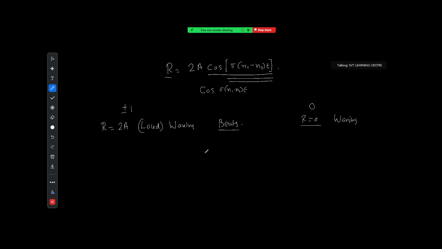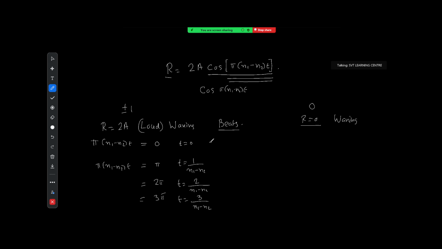Okay. Now let's see, after what time do you hear a loud sound? In order that your cos becomes plus or minus 1, the angle pi (n1 minus n2) t should either take the value 0, or the value pi, in which case it will become minus 1, or the value 2 pi, in which case it will become plus 1, or 3 pi. Now in this case, if you equate, t will be equal to 0. If I write pi (n1 minus n2) t equal to pi, you can notice that my pi and pi will go, and I'll get t equal to 1 upon (n1 minus n2). The next time I hear a loud sound would be at 2 upon (n1 minus n2), and then of course it will go on repeating, 3 upon (n1 minus n2).